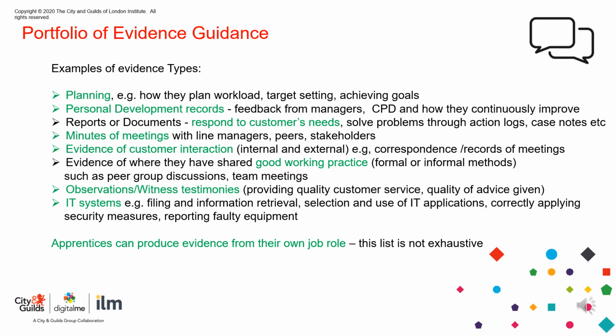Evidence of where they've shared good working practice, whether or not that's formal or informal, can be used. Examples of this could be peer group discussions and team meetings. Observations and witness testimonies, providing quality customer service and quality of advice given, can be used. And examples of IT systems, such as how the apprentice has used filing and information retrieval, selection and use of appropriate IT applications, and correctly applying security measures and reporting faulty equipment can all be used as evidence. Apprentices can produce evidence from their own job role. This list is not exhaustive.